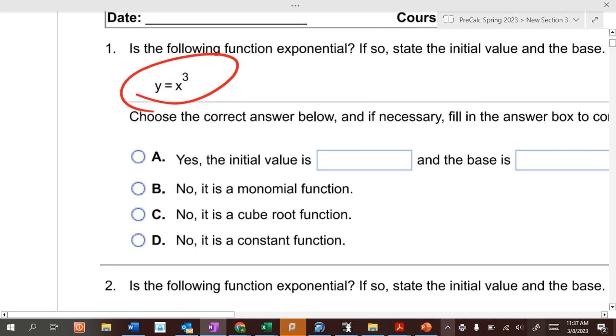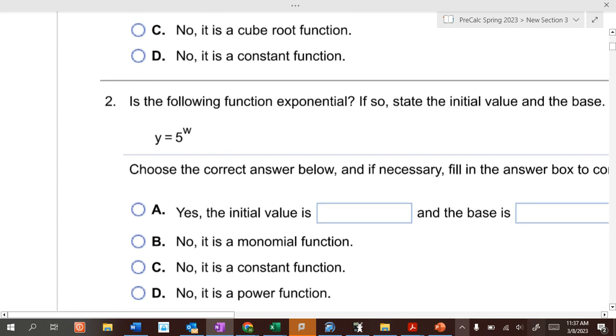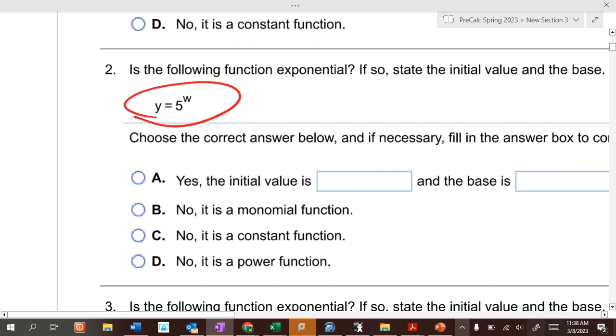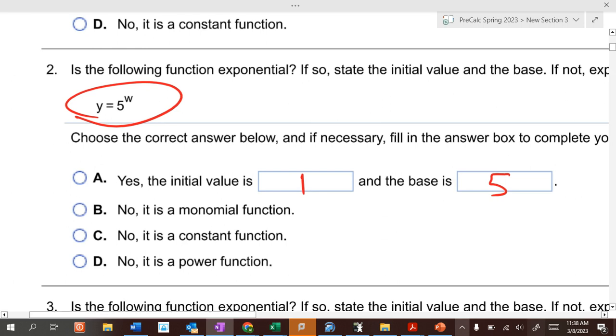Does this look like an exponential function? No, because it has a number as the power. An exponential function has to have a variable as a power. Is this an exponential function? Yes. The initial value is? No. One. It's 1 times 5. The base is 5. Initial value is 1.